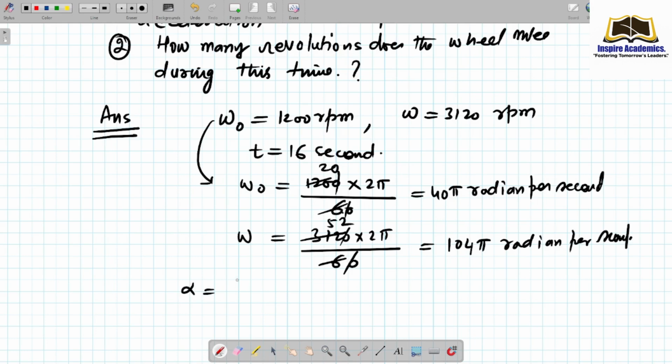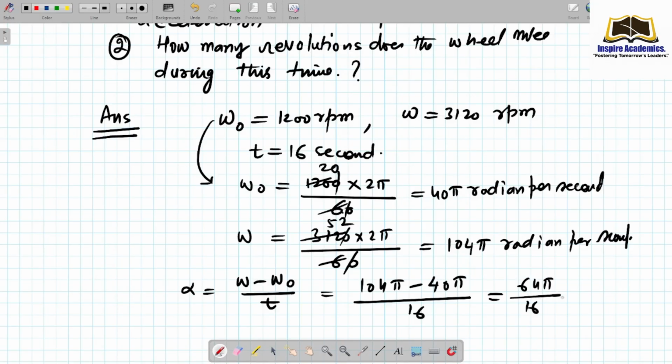So what you need is alpha. Alpha is omega minus omega naught upon t, from the first equation. So you will get 104 pi minus 40 pi upon 16. So how much did you get? 64 pi upon 16, so write here 4 pi radian per second square. Remember, the unit of alpha is radian per second square. So this is the answer for number 1.